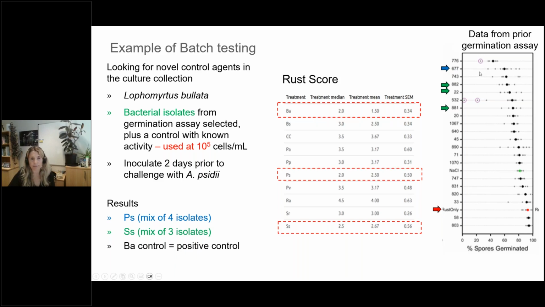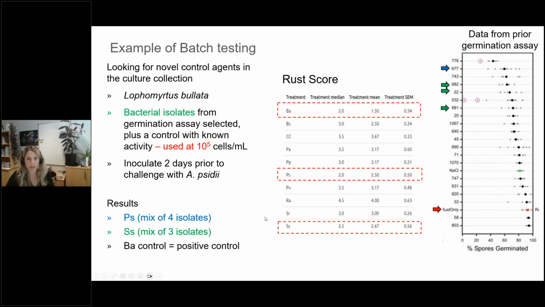So we used these in batches at 10 to the 5 cells per mL added to the plants. So for example, BA, which is shown there in the dotted square, is our Bacstar control, and that is the best commercial biological that we have found so far. So we use it as a positive control in our assays.